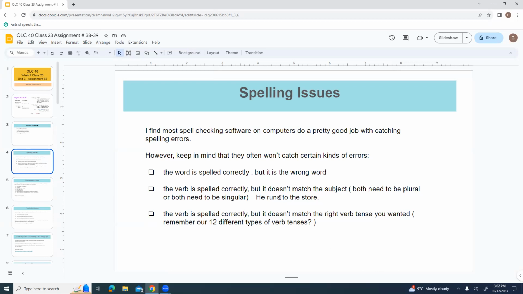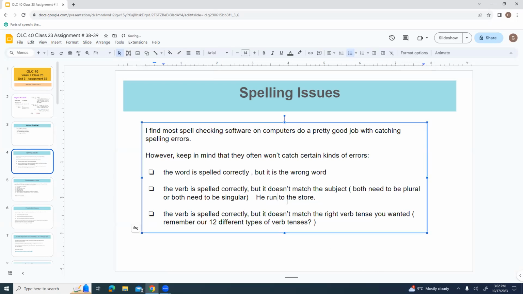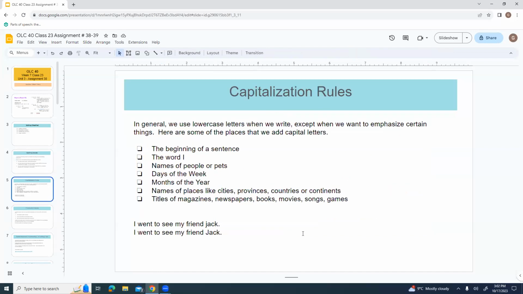If I said, he run to the store, run is spelled correctly, but it's not the right verb tense to go with he. I would need to add the S to make it correct. If the verb is spelled correctly, but it doesn't match the right verb tense you wanted, like maybe you were trying to write in the future tense, but you accidentally wrote it in the present tense, or you switched back and forth. One sentence you use the present tense, another one you use the past, then you use the future. It could be all over the place, but it might be spelled correctly each time. Again, the computer will not catch that. Okay, you'll have to notice that yourself.